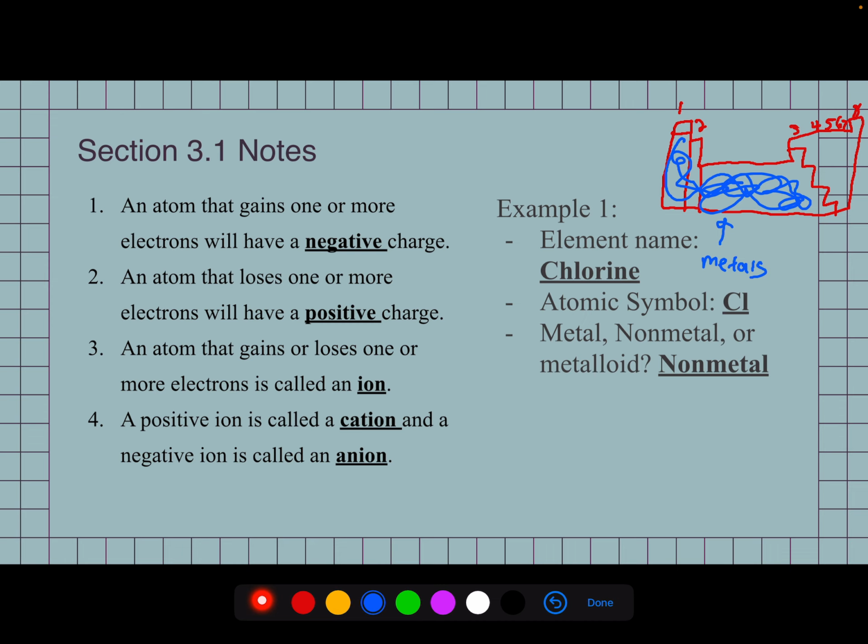Okay. Then you have elements that are touching the staircase. Oh, that's a bad color. Let me do a different one. Sure, why not? We'll do this color. So they kind of touch the staircase going like this, on opposite sides of it. On your version of the periodic table, it's the lightest color, but these guys here, these are your metalloids, or semi-metals.